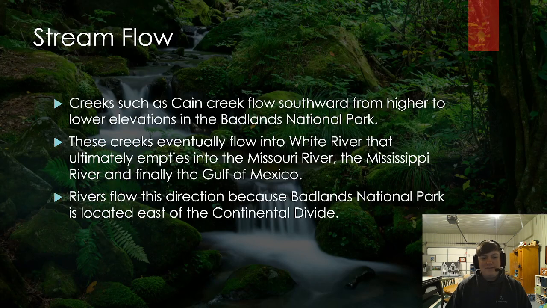Now let's go into stream flow. Creeks such as Cane Creek flow southward from higher to lower elevations in the Badlands National Park. These creeks eventually flow into White River that ultimately empties into the Mississippi River, and finally the Gulf of Mexico. Rivers flow this direction because Badlands National Park is located east of the Continental Divide.